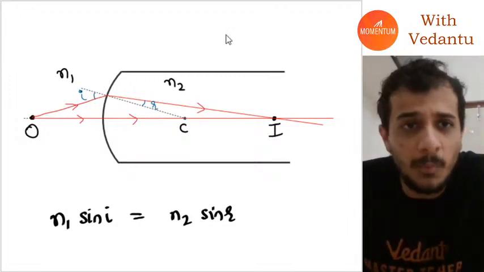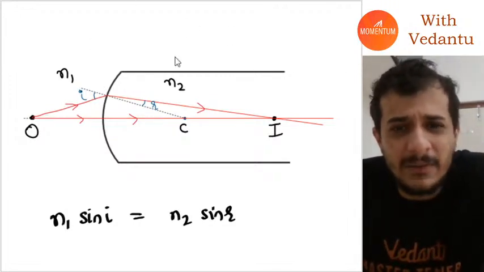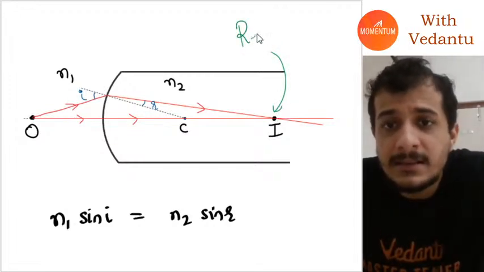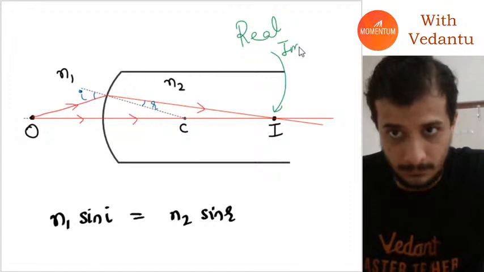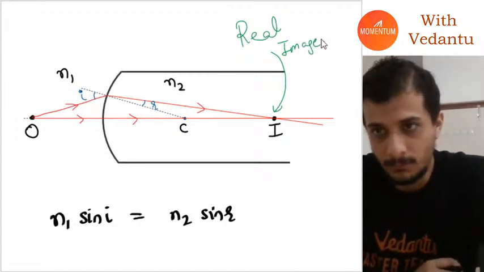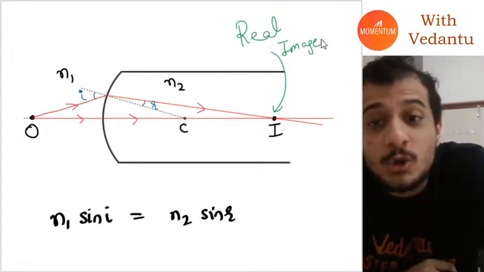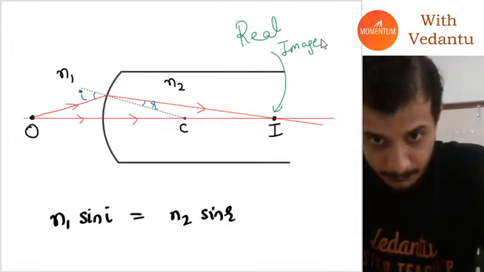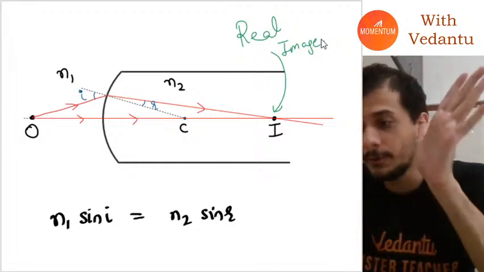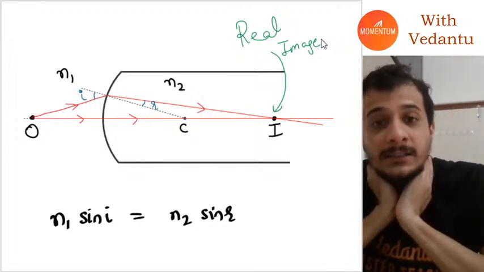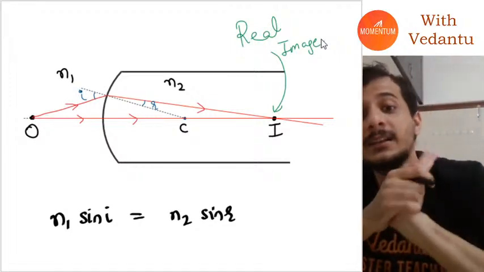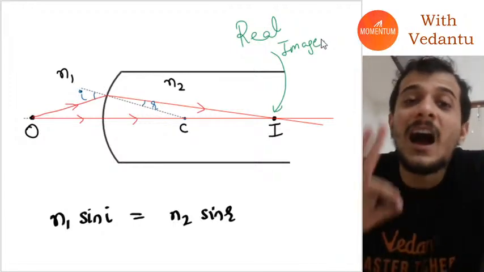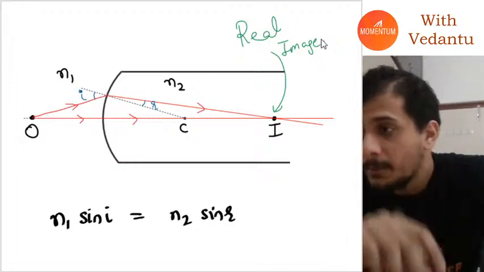By the way, in this case, what type of an image is this? Is this a real image or a virtual image? Can you guys tell me what type of an image is this? This is a real image, because the rays are actually meeting at that point. So this is how image formation occurs in case of a spherical surface. I hope so far everybody is with me.